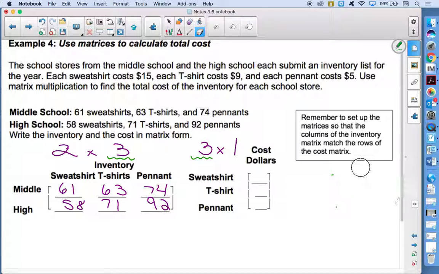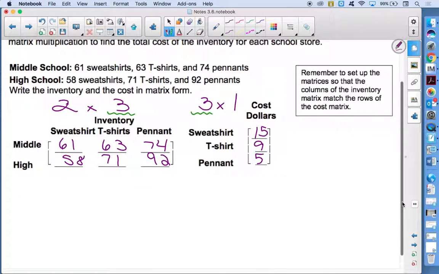And that kind of goes along with number 33, I think, from your homework last night. So the cost of my sweatshirts is 15, t-shirts 9, pennant 5. So we can multiply them. When you multiply them, your dimensions are the outside numbers. So my new matrix should be 2 by 1. So the end result should be a 2 by 1 matrix.